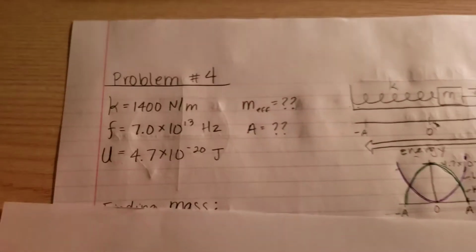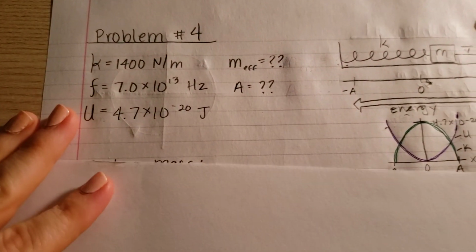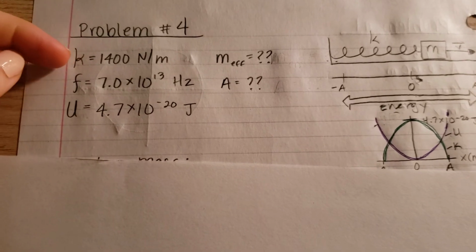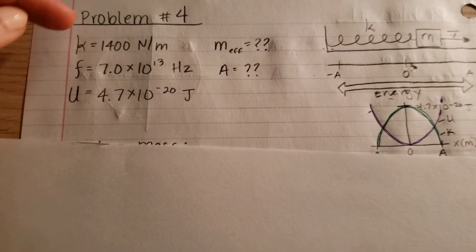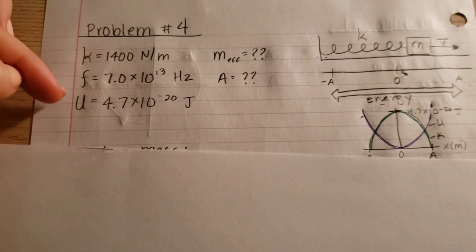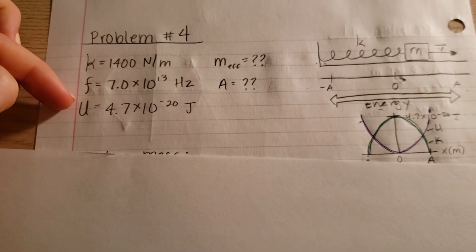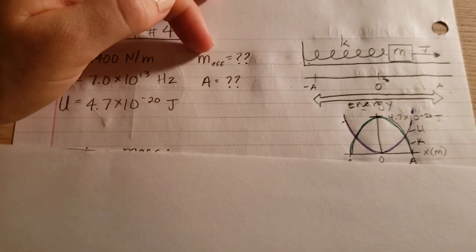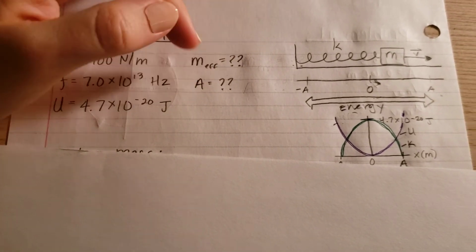So I started out by just listing the variables given to us. So we have our spring constant K equal to 1400 newtons per meter, our frequency, and our potential energy. And they want us to find the effective mass and the amplitude.